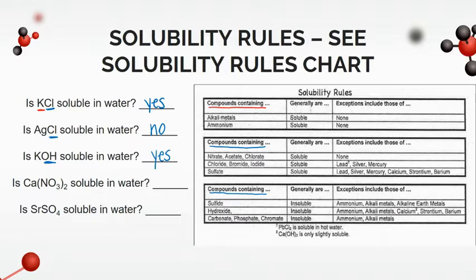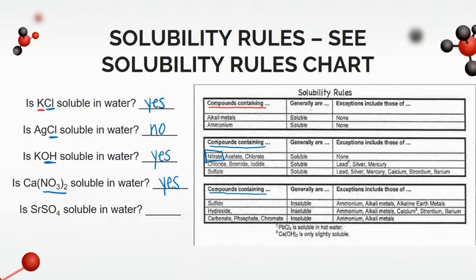Let's look at the next one. Is calcium nitrate soluble in water? So because calcium is not an alkali metal or ammonium, we have to look at this nitrate part. And if you look, nitrates are soluble with no exceptions. Therefore, calcium nitrate is soluble in water.